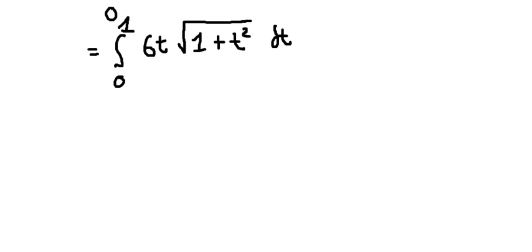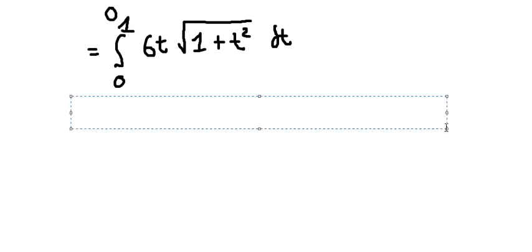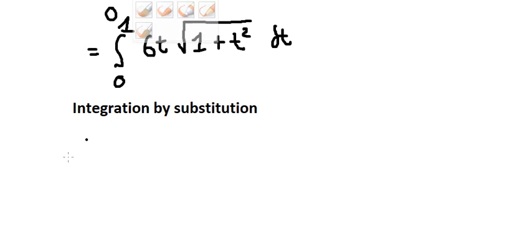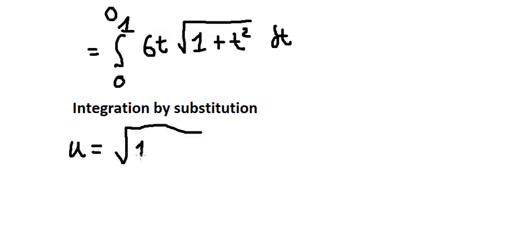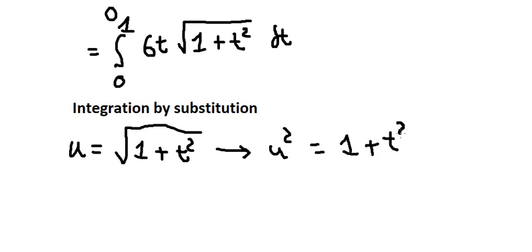Next, we can use integration by substitution. So I will put u equals the square root of 1 plus t squared. Now we put the power 2 for both sides to cancel the square root. Next, we need to do first the derivative for both sides. This one, we have 2u du.